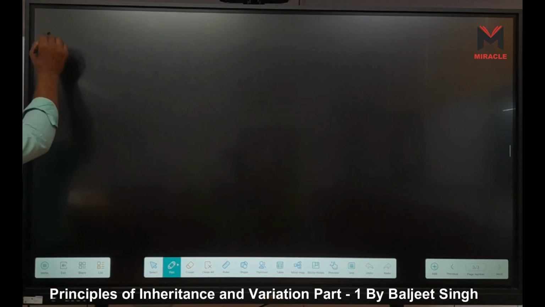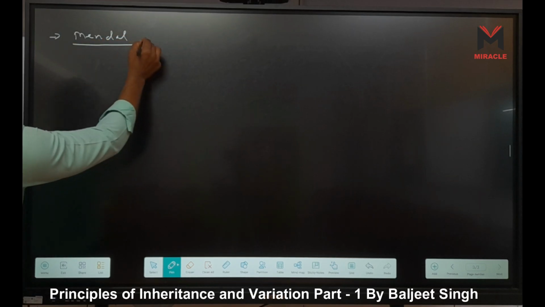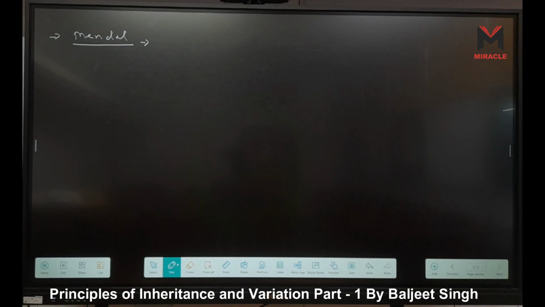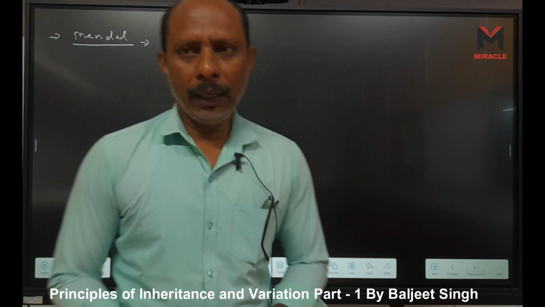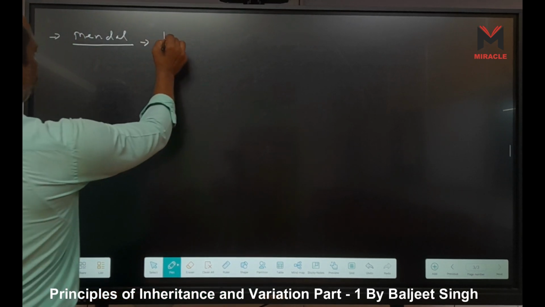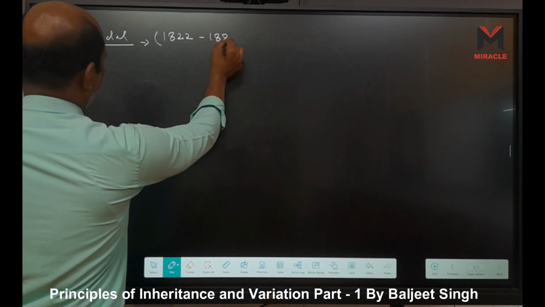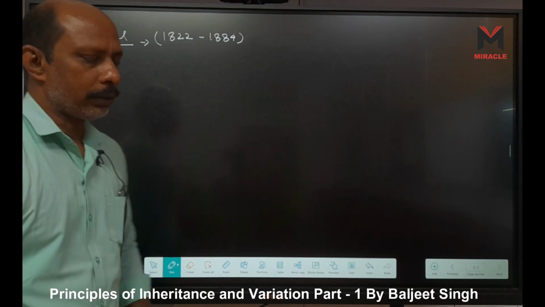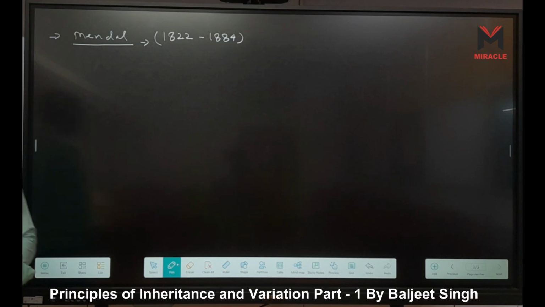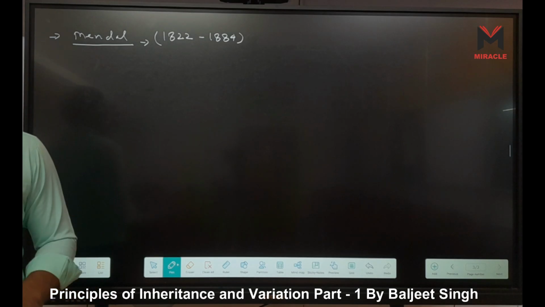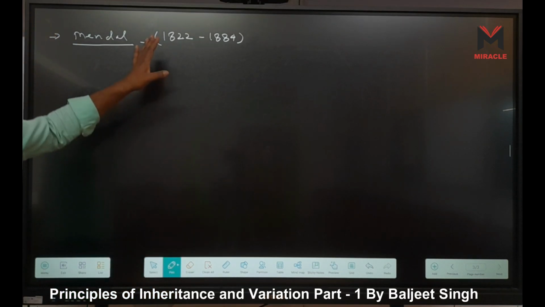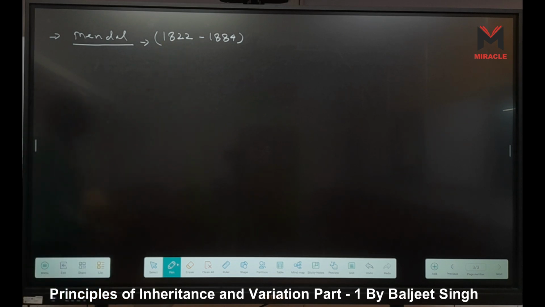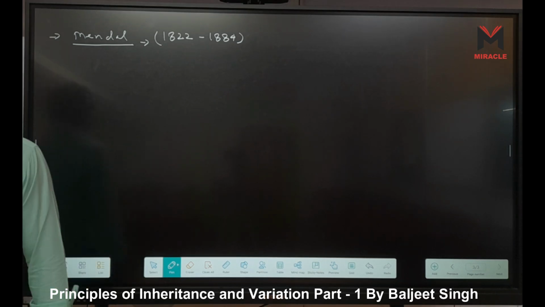So first we come to Mendel. About Mendel, something is also given in our book. Mendel belongs to Brunn city. His full name is Gregor John Mendel, born in 1822 and died in 1884. That is the date of birth and date of death. He was born in a Silesia village on 22nd July 1822. Then he worked in Augustine monastery. He is not a scientist.